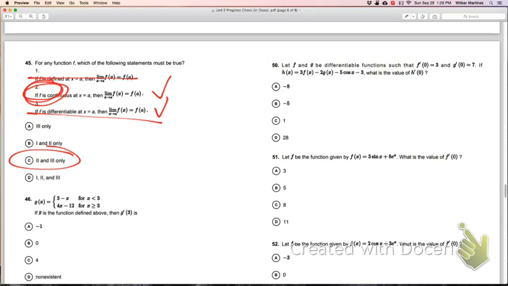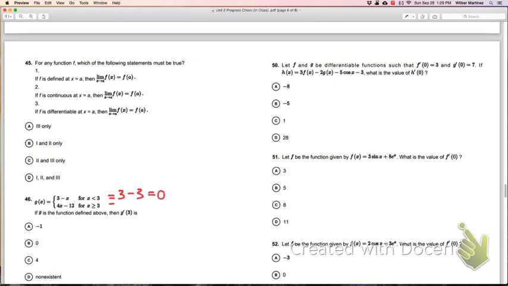All right, the next one, what is g prime of 3? So again, for a piecewise function, we first need to check continuity. So if I take 3 and plug it into the first function, I get 3 minus 3, which is 0. If I take 3 and plug it into the second function, I get 4 times 3 minus 12, which is 12 minus 12, and that's 0. So it is continuous, and now we can move on to whether or not it's differentiable. So g prime of x equals, the derivative of the top function is -1 when x is less than 3. The derivative of the bottom function is 4 when x is greater than or equal to 3.